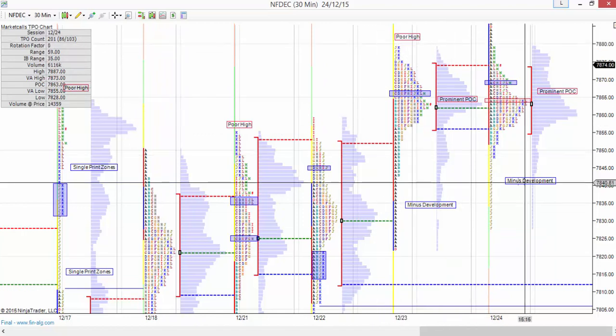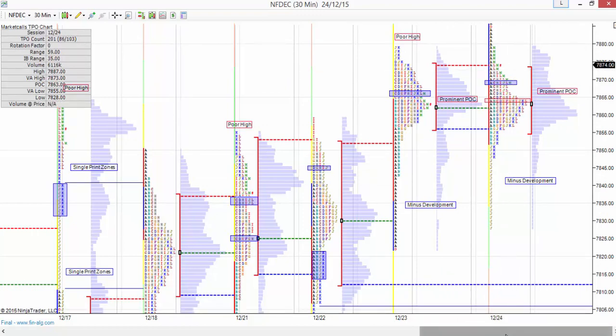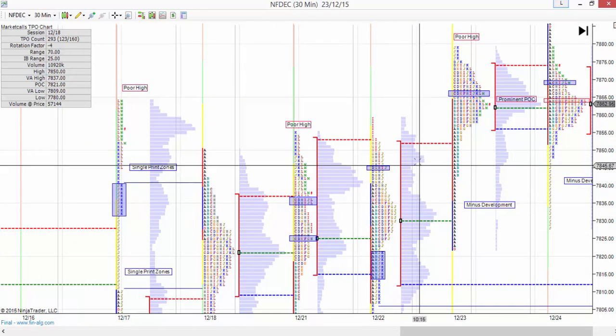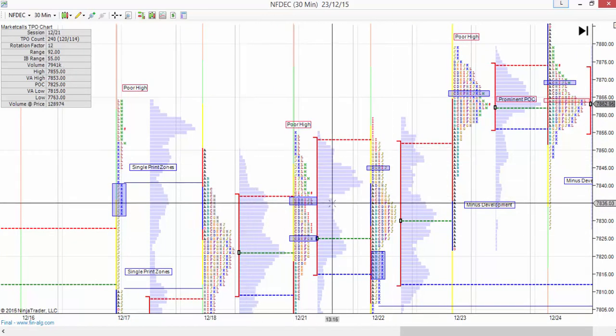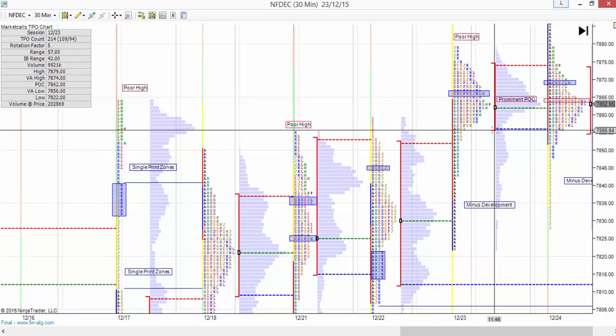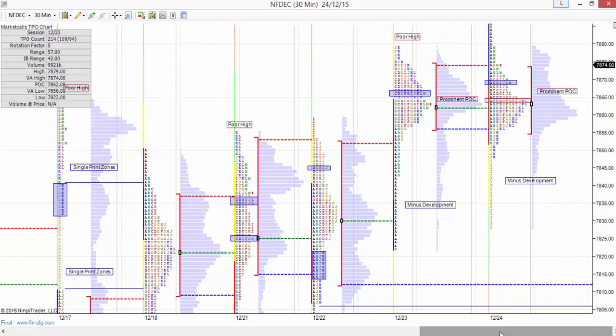And currently we are having an overlapping value area again. Quite some time back we had 3 overlapping areas in these zones, on the 18th of December, 21st of December and 22nd of December. Following that we had a higher value area formation, but once again the value area is getting overlapped again.